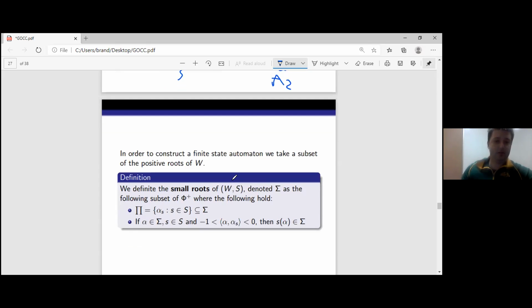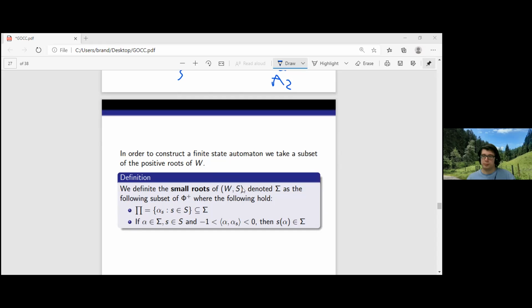Okay, so in order to construct a finite state automaton, we take a subset of the positive roots of W. So the small roots, denoted sigma, are the following subset of the positive roots. We have a question in the chat. Are reduced expressions the same thing as walks in this diagram? Brink-Howlett automatons recognize the reduced words of the Coxeter group. Yes. Even when it may not be in minimal form. Okay, good. Yes. Yep.